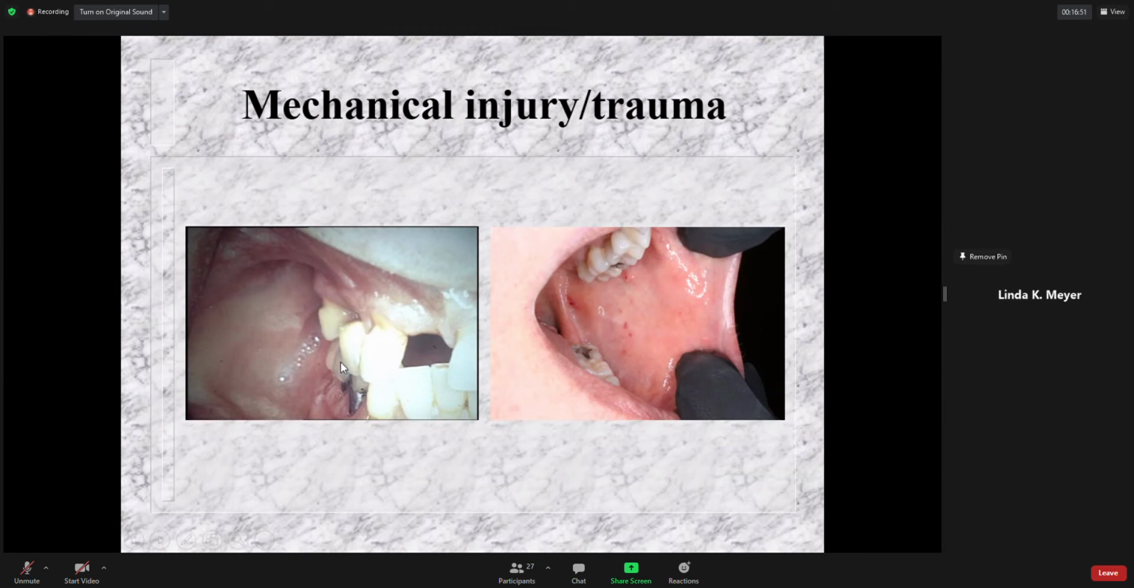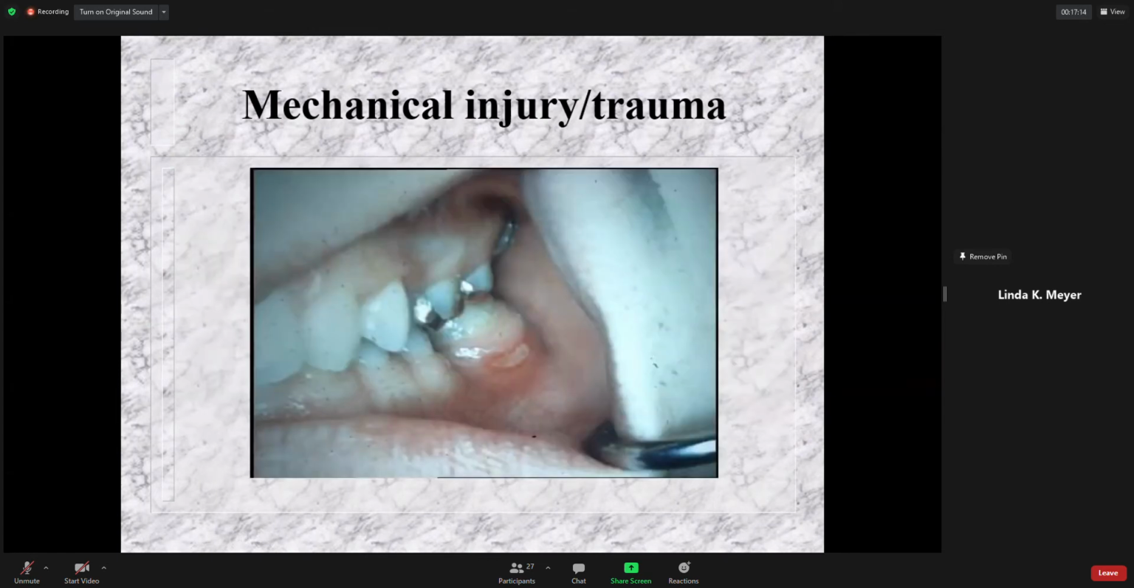And not only are the teeth subject to mechanical injury or trauma, but also the oral mucosa. Seeing petechiae on the buccal mucosa is extremely common in your patients when you're doing the oral examination. Here's a patient who traumatized the alveolar mucosa area from overzealous toothbrushing.